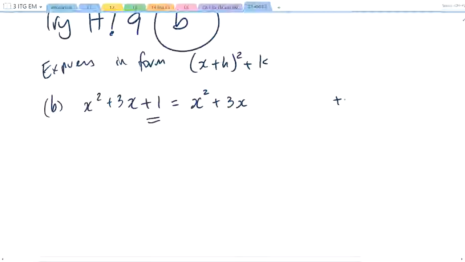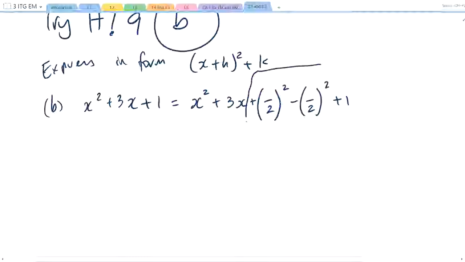Let's put it at the back. It's not crucial at the moment. Okay, but we cannot forget about it. So x squared plus 3x. I need to add a certain number that is divided by 2 and I have to square it. And I need to subtract it away again in order for the left hand side to be equal to the right hand side.